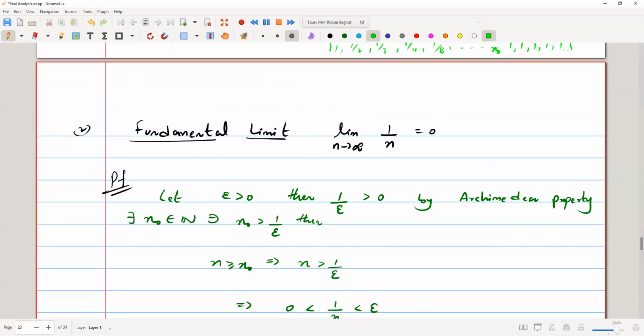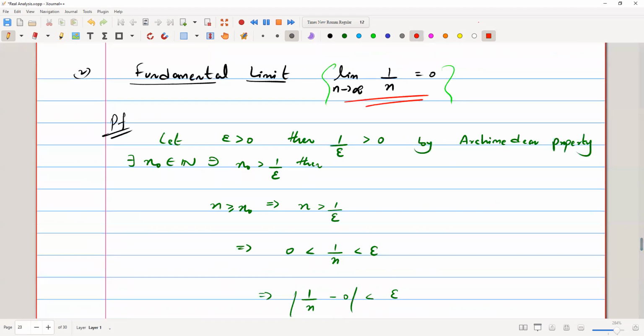Now we have a fundamental limit: the limit as n tends to infinity of 1 over n equals 0. We are going to prove this statement by using the definition of the limit. Let epsilon be greater than 0, then 1 over epsilon is greater than 0. Pretty simple, because epsilon is a positive number, and if I divide 1 by this positive epsilon, then obviously I get a positive number greater than 0.